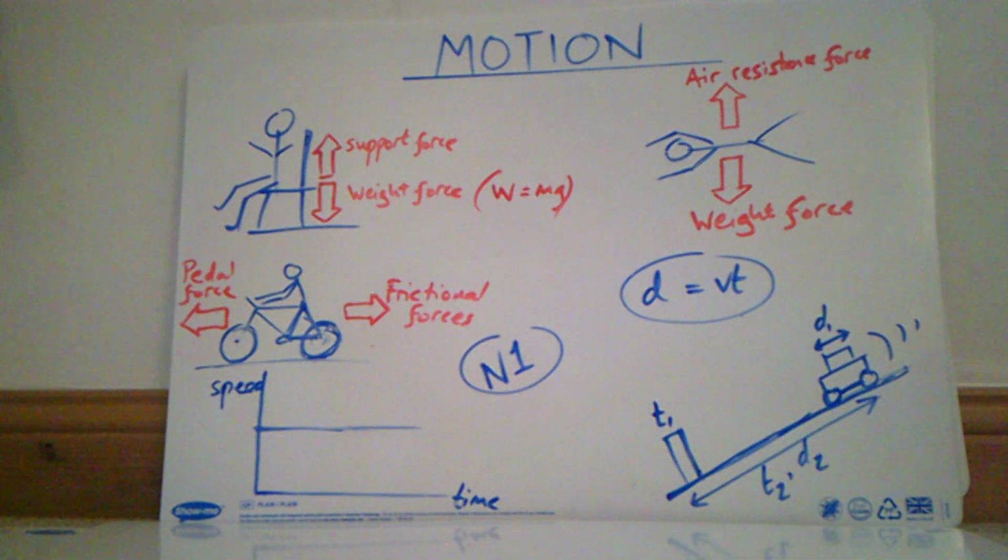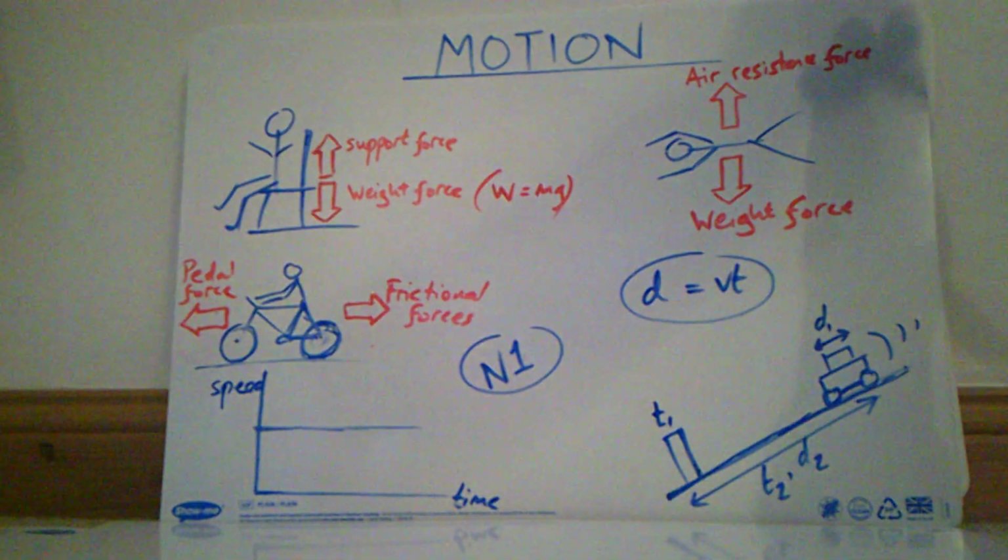If you wanted the average speed down the whole ramp, then you'd want the whole distance divided by the whole time. And the whole time, T2, you'd use a stopwatch for because it's a much longer amount of time.